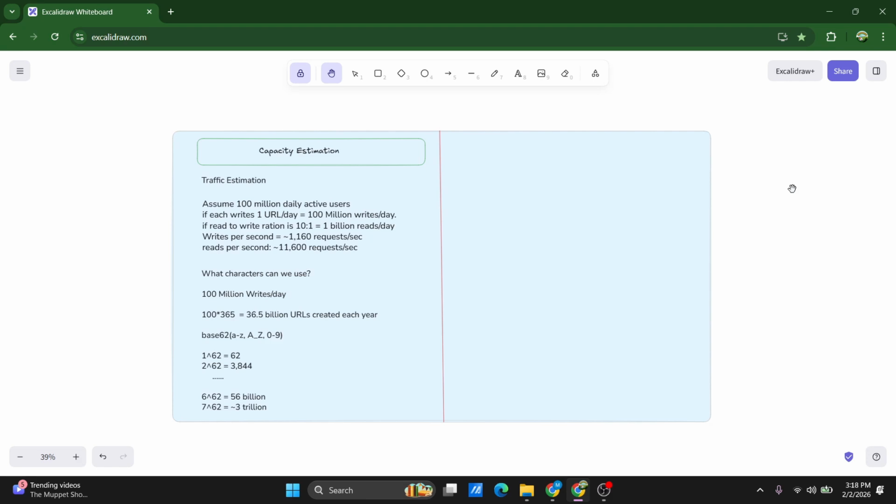Shorten ID. If there are 100 million writes per day, then 100 million into 365 is 36.5 billion URLs created each year. So if we use base 62, then 62 power 6 is 56 billion. So it will almost last for 2 years, which is not enough. So we'll consider 7 characters in our shorten ID. So 62 power 7 is 3 trillion, which is more than enough.